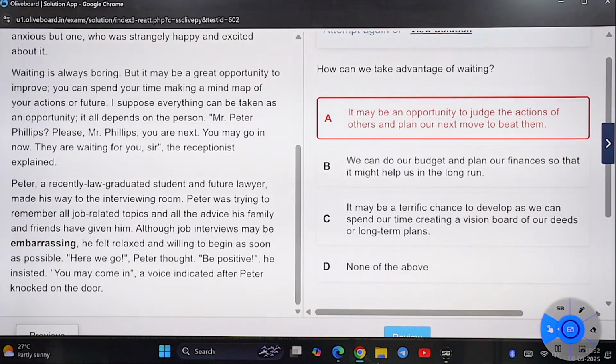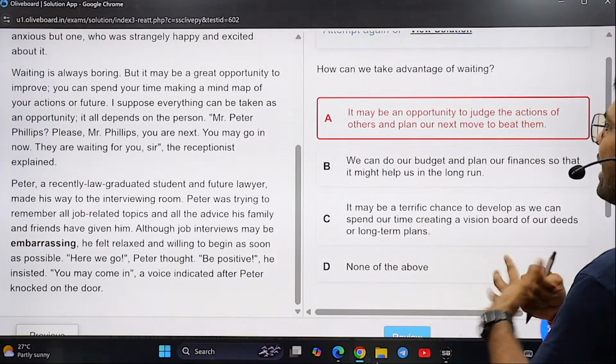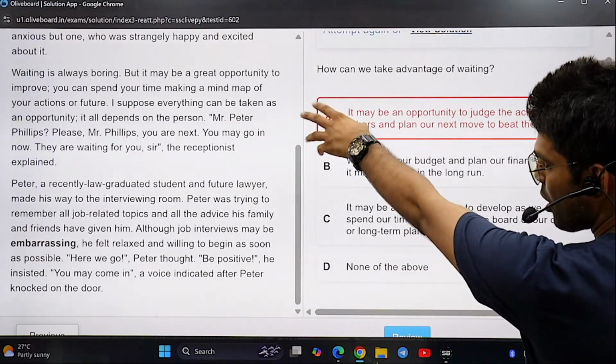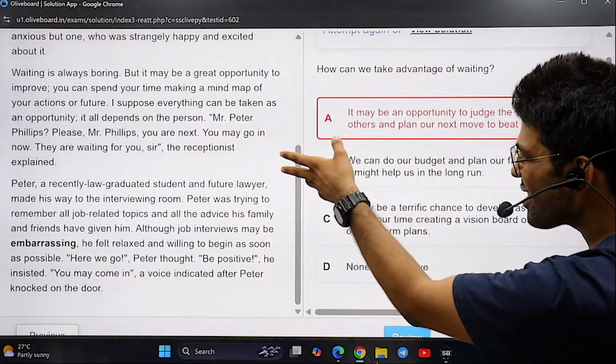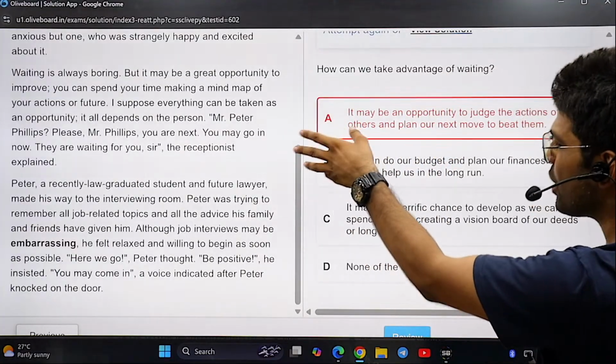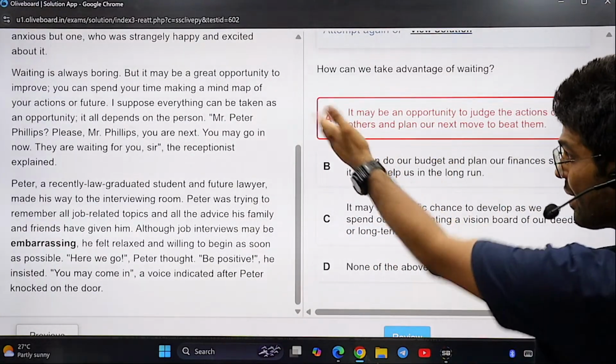When you have straight answers, you can copy. But once we don't have straight answers, it's always good to look at things. Be the devil's advocate. Don't be sorry. But that was our mistake. We should have avoided. I read, it may be an opportunity. Yes, it was talking about some opportunity. To judge the actions of others, it didn't refer to the others. No, I can see that.